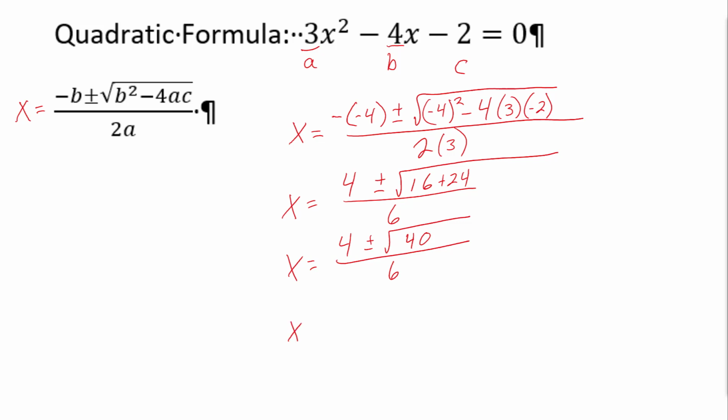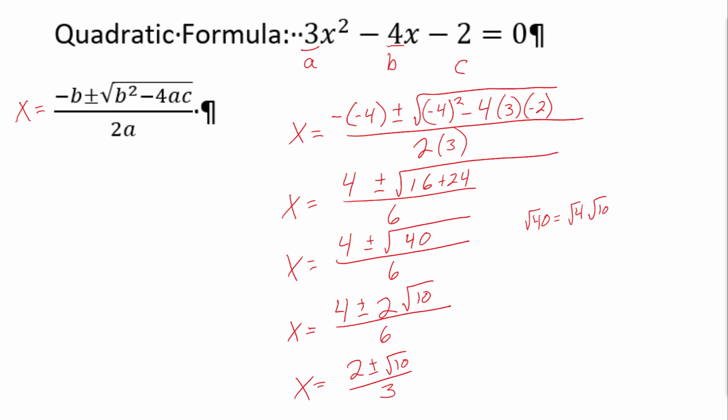And when we were doing these back in algebra, we would say to go ahead and simplify this mess completely. So that would give me 4 plus or minus the square root of 40, which is the same as the square root of 4 times the square root of 10. So it would be plus or minus, the square root of 4 is 2, 4 plus or minus 2 square root of 10 over 6. Factoring a 2 out of the numerator and dividing the numerator and denominator by 2, we get 2 plus or minus the square root of 10 over 3.